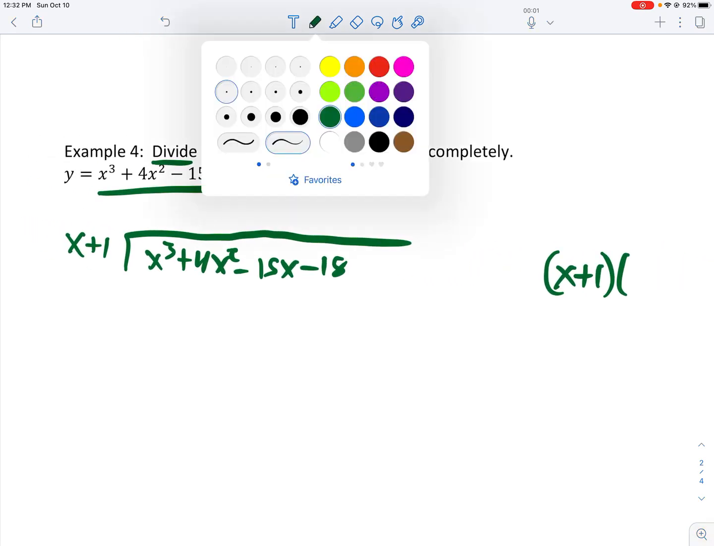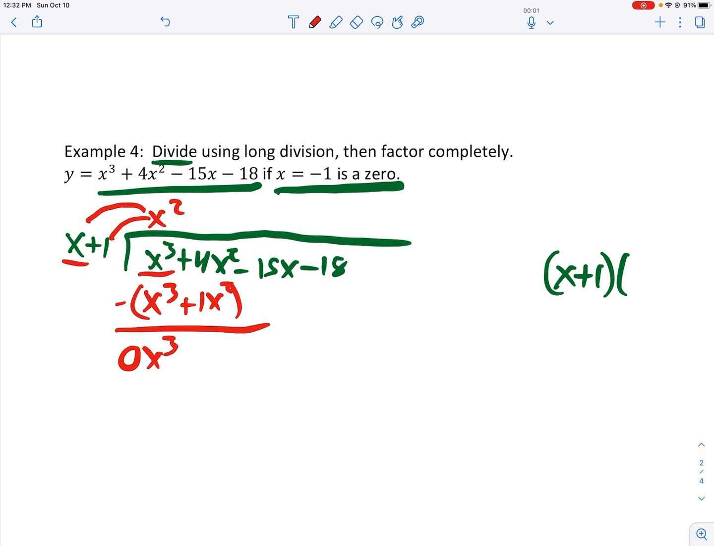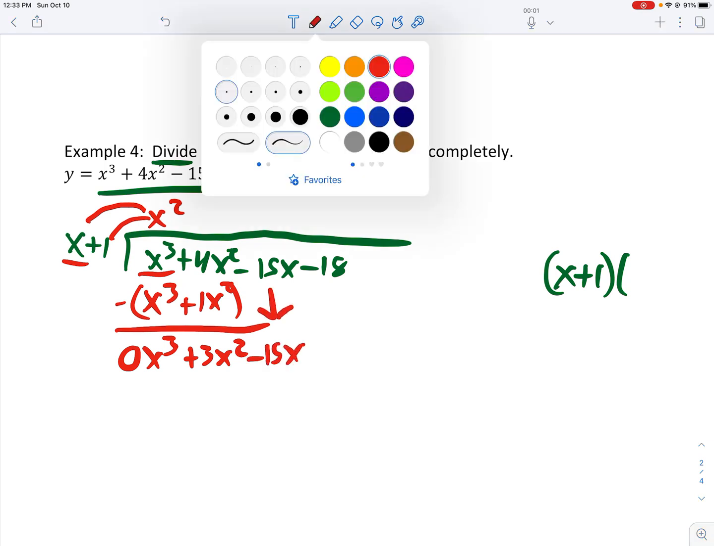So we're going to repeat just like we've been doing. How many times does x go into x to the third? X squared. Multiply. X to the third plus 1x squared. Subtract. Again, being careful with your signs. X to the third minus x to the third is 0. 4x squared minus 1x squared is plus 3x squared. Bring down the negative 15x, and then we repeat the same process again.